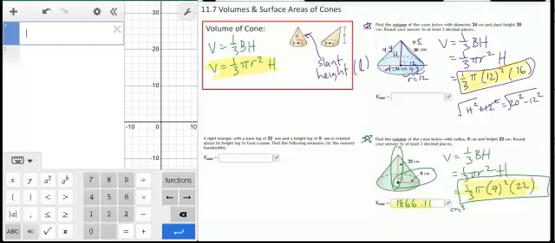You can enter your answer just like this. And if you do enter a calculation, you have 12 squared times 16. And you get your answer to be 2,412.74 approximately. Again, units aren't included on this, but it's centimeters cubed since it's a volume and a three-dimensional measurement.